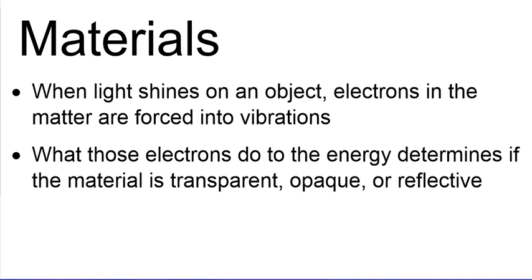Materials. When light shines on an object, the electrons in the matter are forced into vibrations. Now, depending on what those electrons do with that energy determines if the material is transparent, opaque, or reflective. When we talk about light in this manner, the unit of light that we are using is what we call the photon, and it's the interaction of this photon with this electron. So right now we're referring more to the particle nature of light because it's interacting with matter.